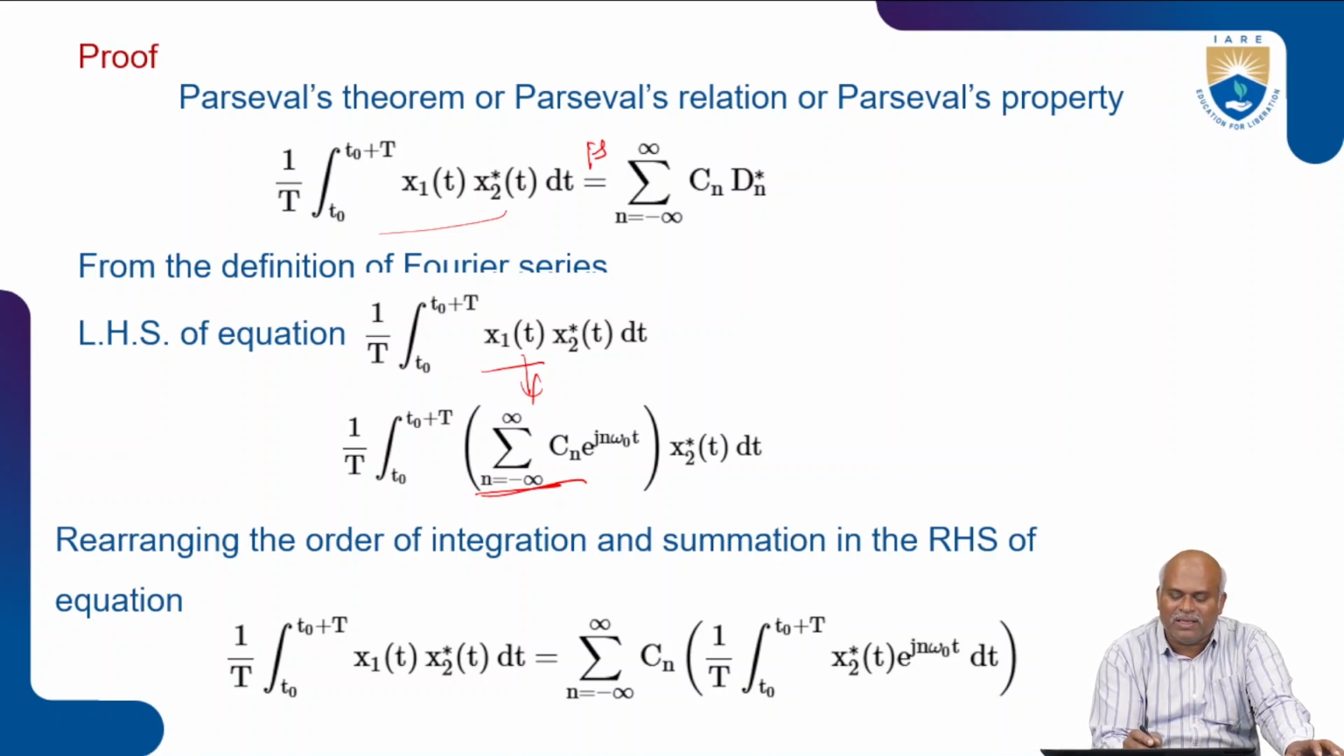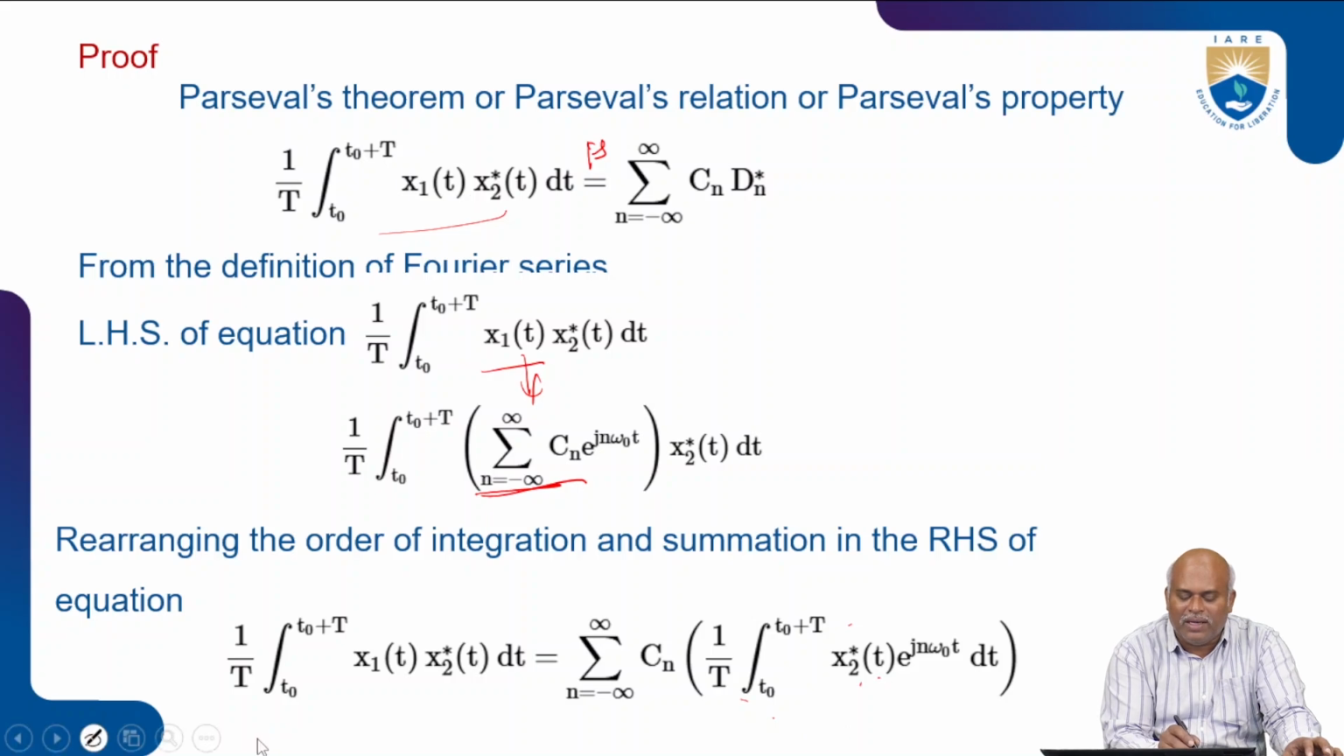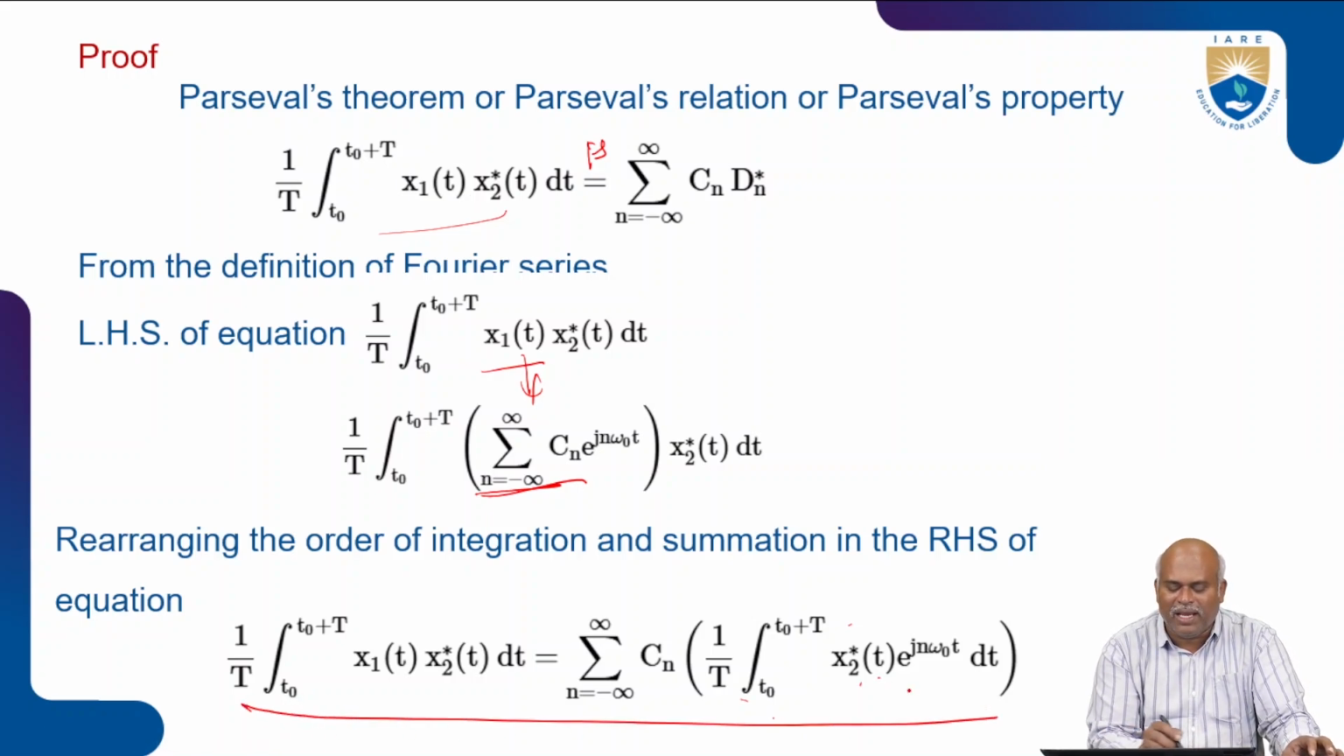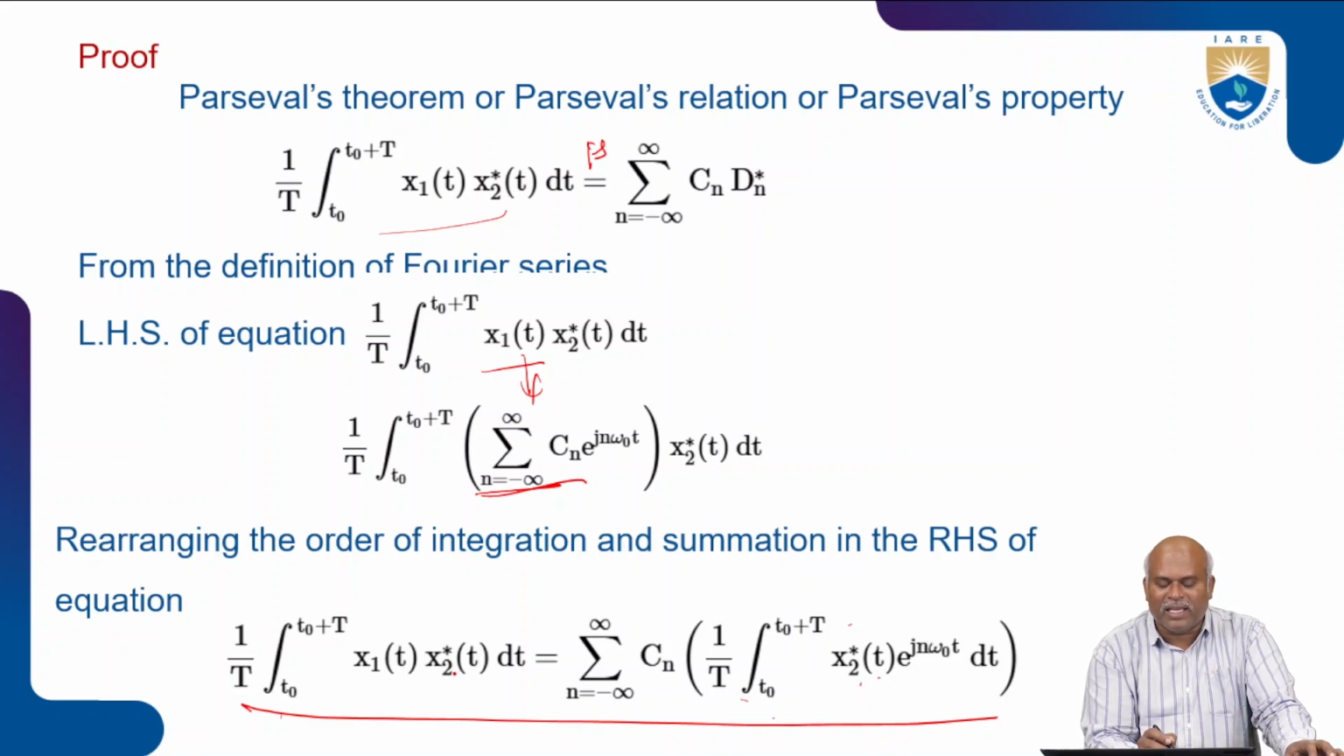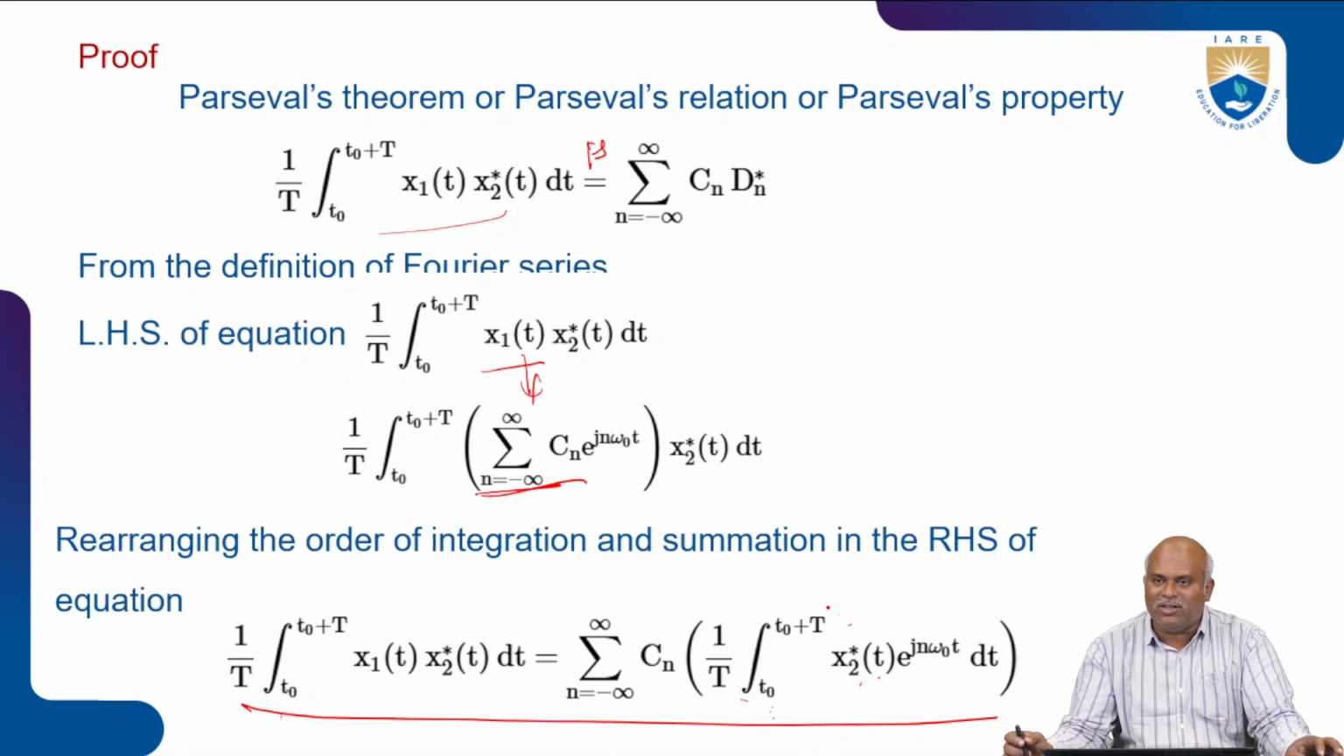We take it out. Summation of n equal to minus infinity to plus infinity of c of n, 1 by T integration from t0 to t0 plus capital T of x2 star of t e power j n omega 0 t dt, I write. Okay. So now what will happen in our Parseval relation statement: 1 by T integration from t0 to t0 plus capital T of x1 of t x2 star of t dt, we write, is equal to the summation of n equal to minus infinity to plus infinity of c of n, 1 by T integration from t0 to t0 plus capital T of x2 star of t e power j n omega 0 t dt, we write.